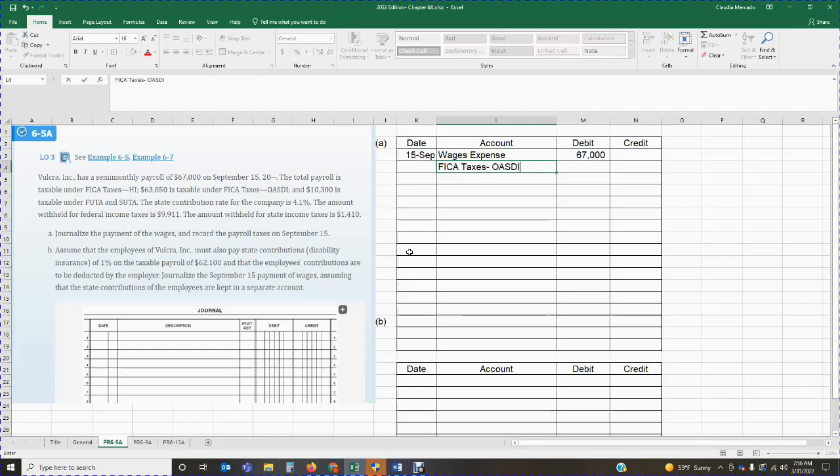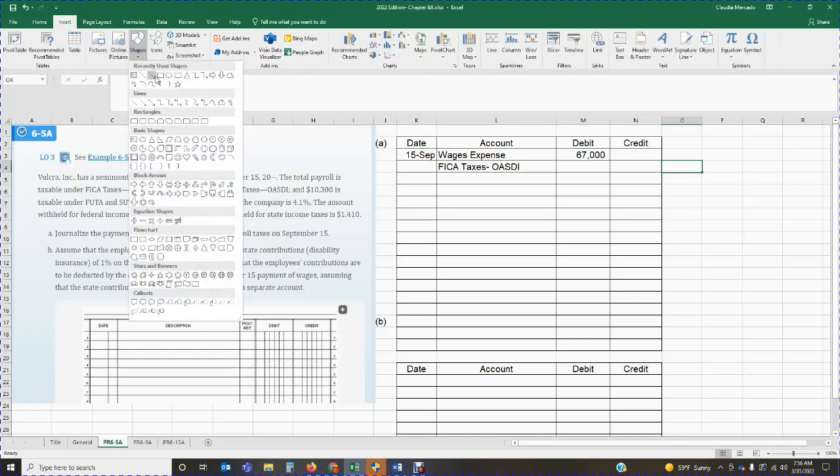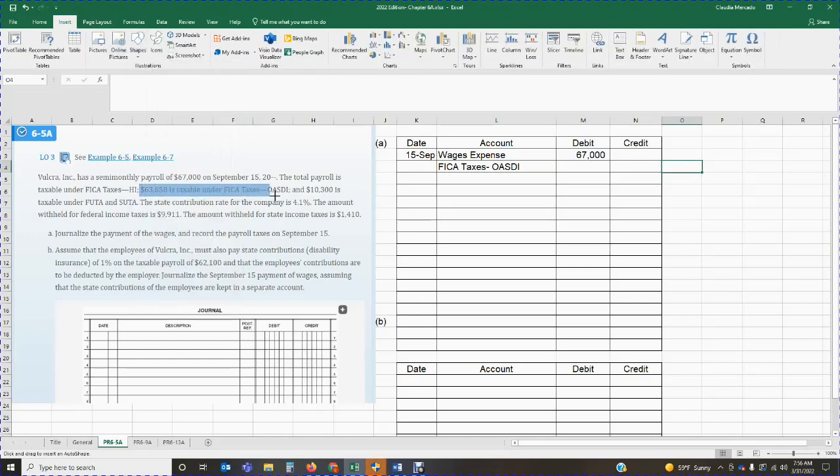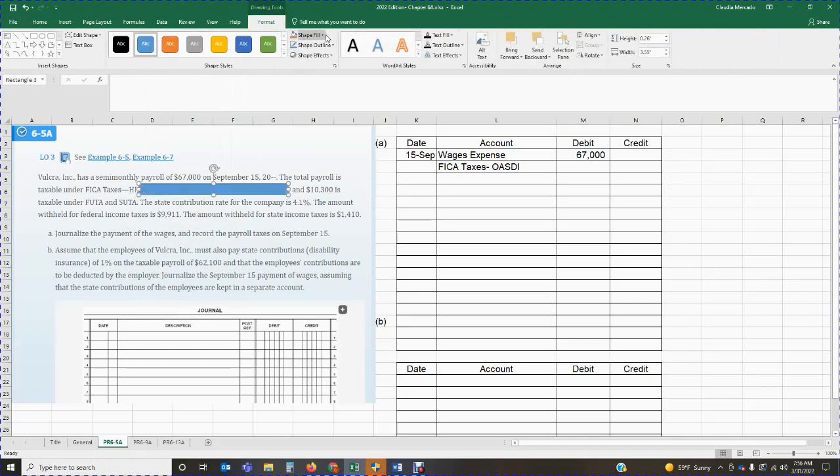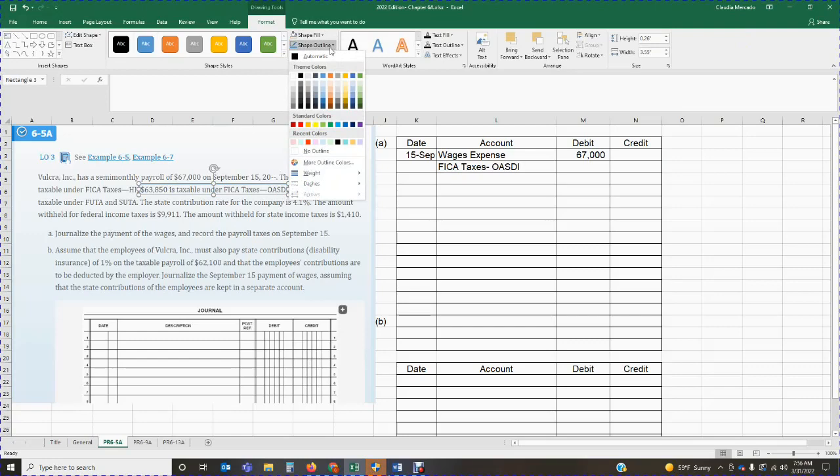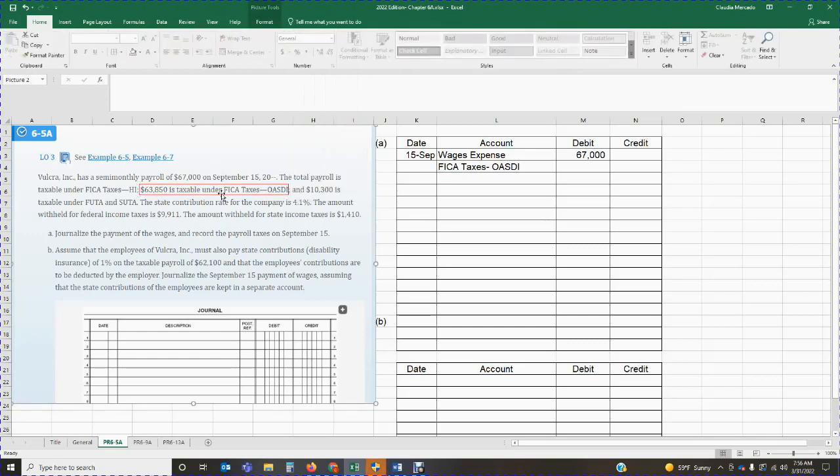So my FICA taxes for OASDI, I'm going to put the calculations on the side. Now it says here that $63,850 is taxable under FICA taxes OASDI. So we have to read the problem very carefully. They give us a lot of numbers here, so we have to figure out what number we should be using for each of the calculations. For OASDI, it says that $63,850 is taxable, so that is your taxable wages.